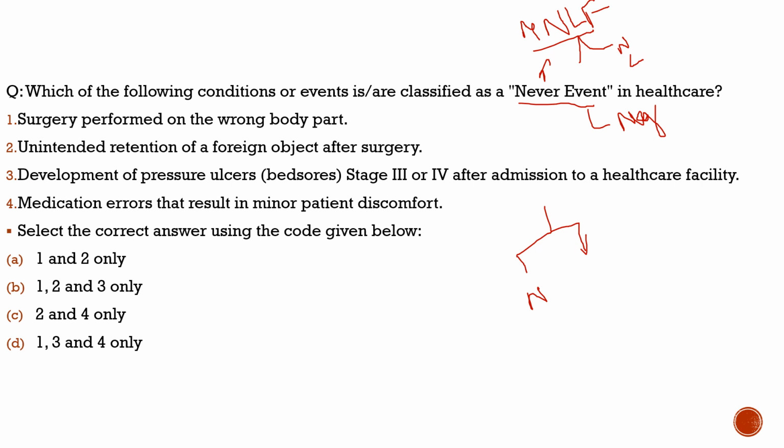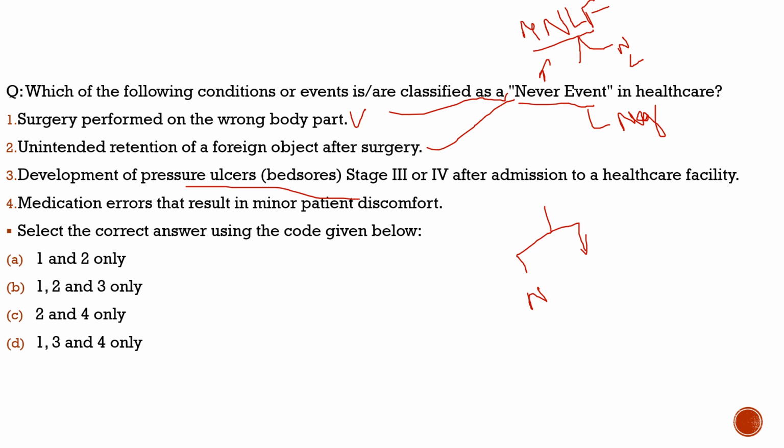Now let's solve this question and get more idea about it. The question says, which of the following conditions or events are classified as never events in healthcare? First, surgery performed on the wrong body part: 100% a never event, it is negligence. Second, unintended retention of a foreign body after surgery: 100% also a never event, it is also negligence. Third, development of pressure ulcers, bed sores stage 3 and 4, after admission to a healthcare facility.